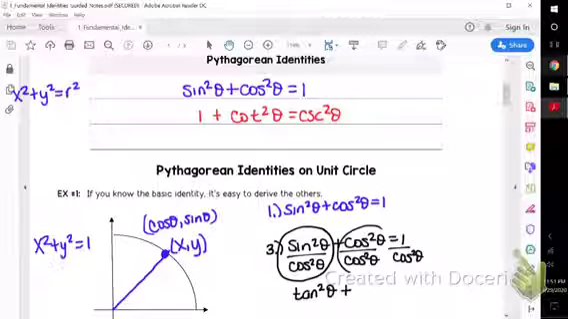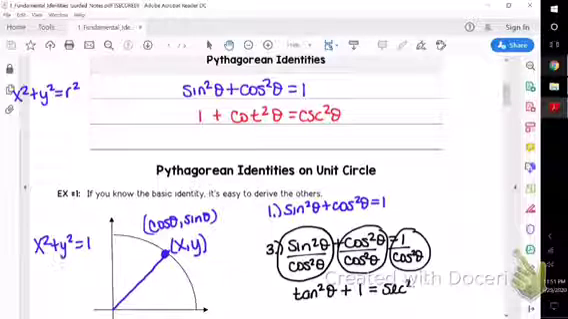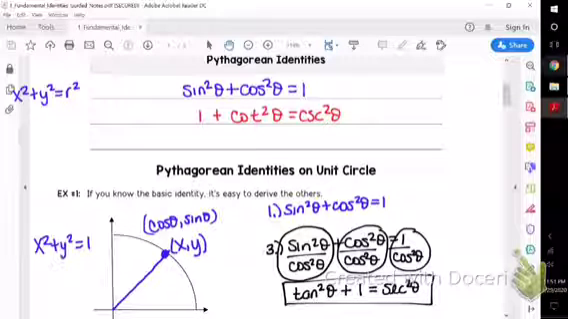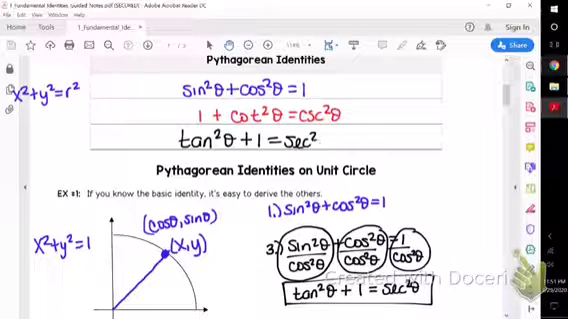Plus cosine squared divided by itself, anything divided by itself is 1, equals, and then 1 over cosine squared, you can look above in your reciprocal identities, and we know that that is secant squared. And so here is our third Pythagorean identity. And so we're going to add that up here to our group. So we get tangent squared of theta plus 1 equals secant squared of theta.